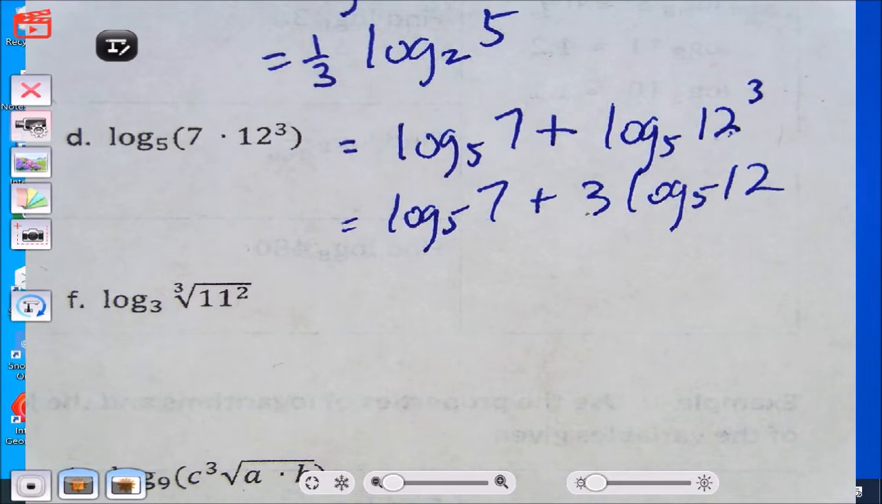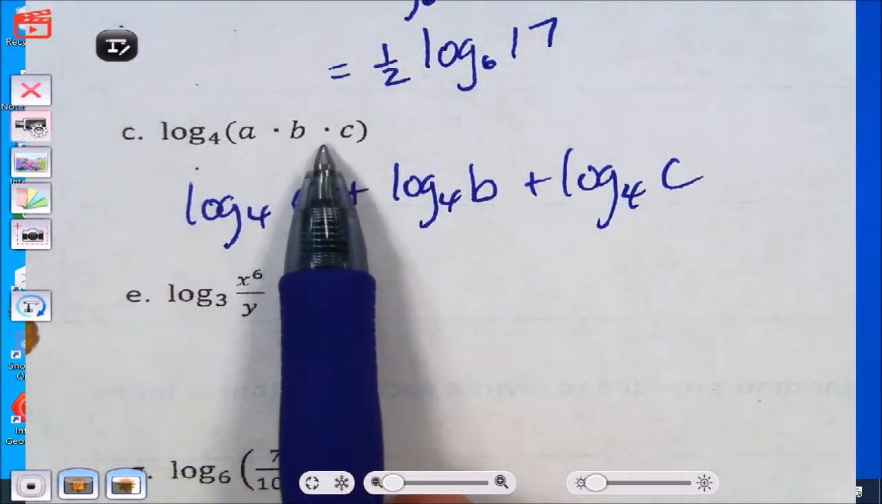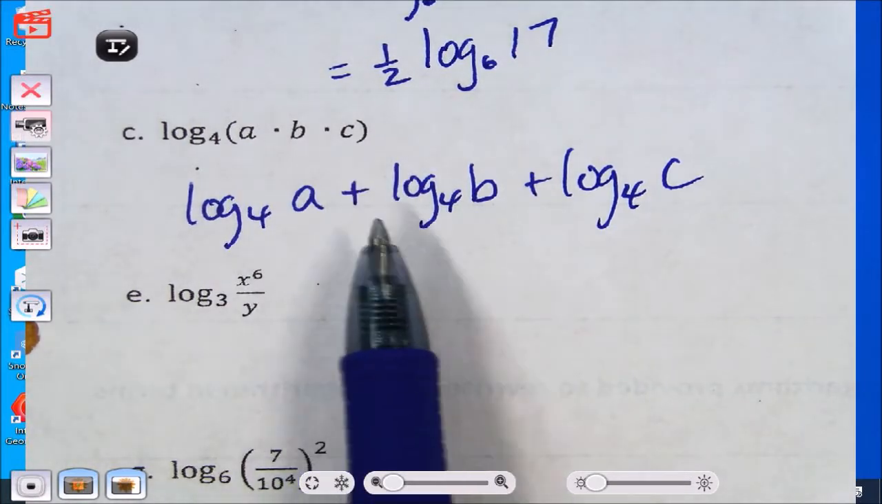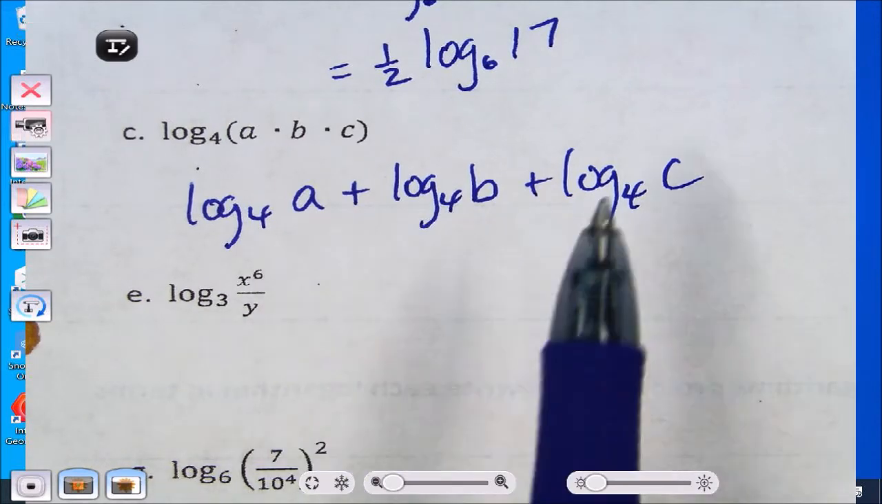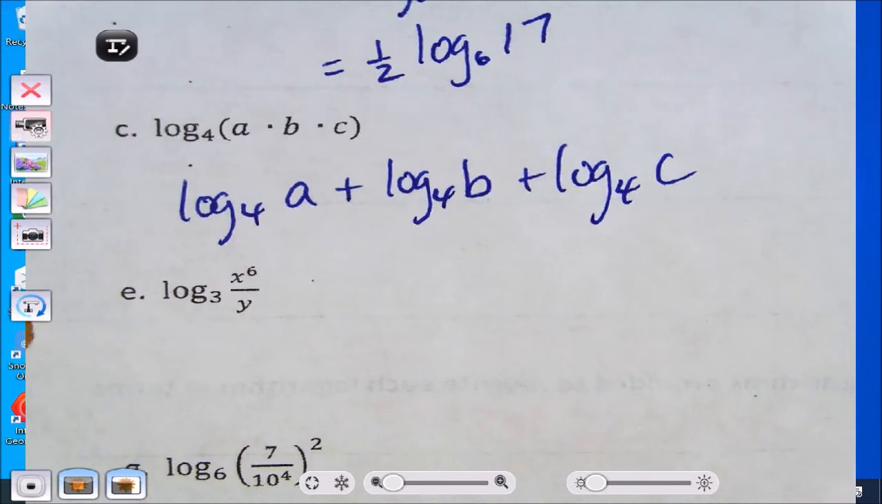Why would log base 4 of A... Right? It was A times B times C. So I did them separately. Log base 4 of A. Never mind, I wrote it wrong. I was about to ask why you didn't do that, but I wrote it. Okay, ready for E?